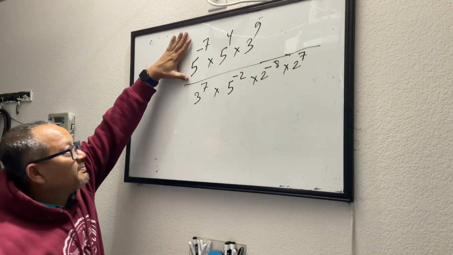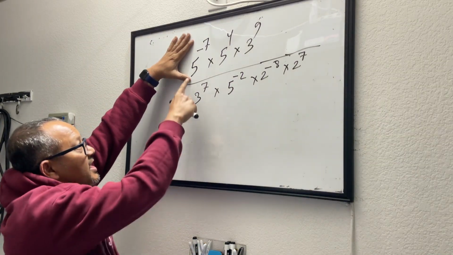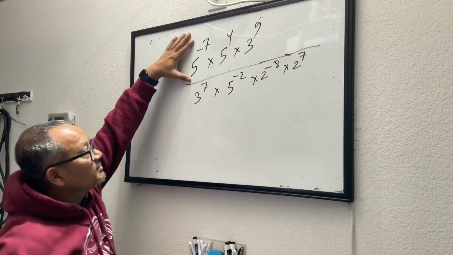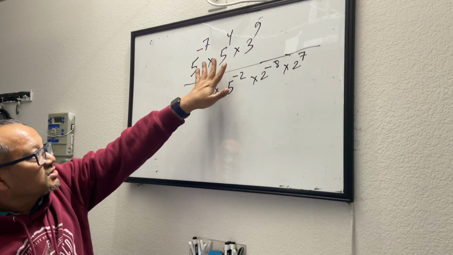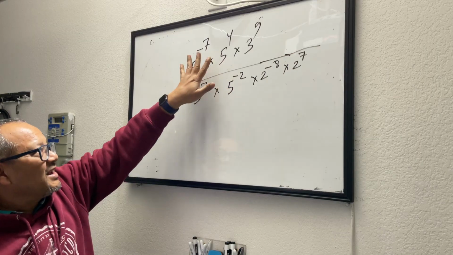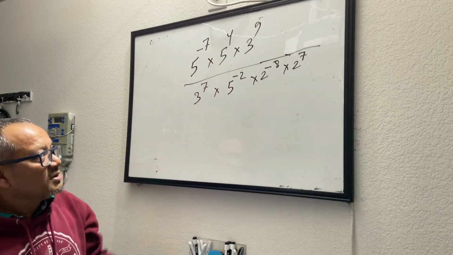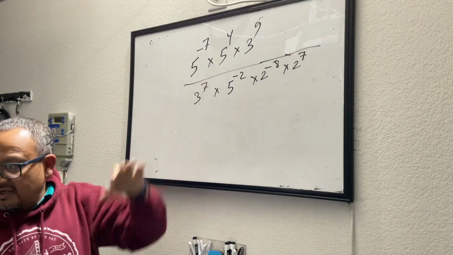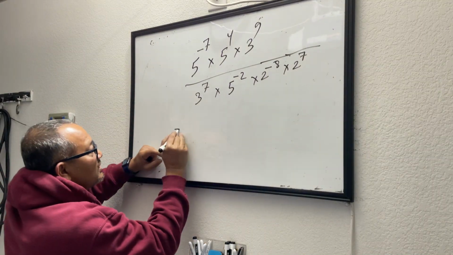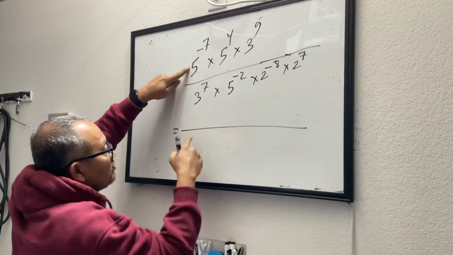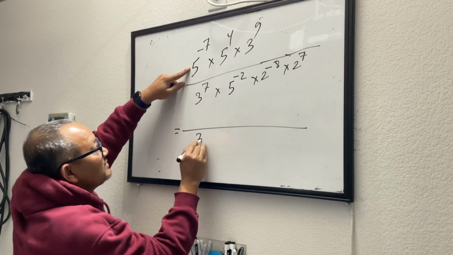My steps are very predictable, I said. When I have negative numbers, I don't feel comfortable. I move them in a direction so that it becomes positive. So this 5 to the power minus 7, I can move downward and that becomes 5 to the power 7. This guy is done.